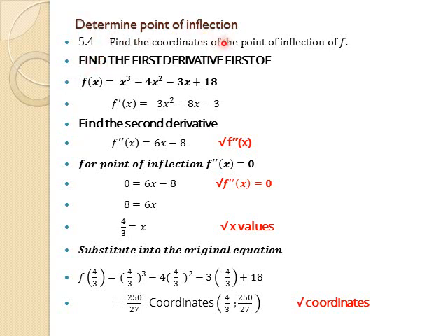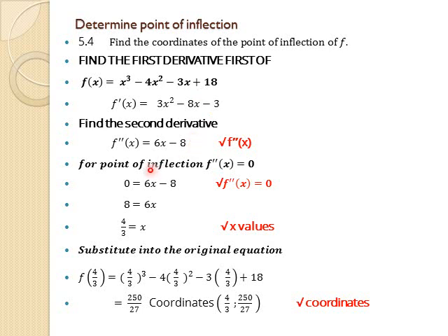Alright. We also still have our point of inflection. So, determine the point of inflection. First, find the first derivative. 3 times 1, 3, 3 minus 1, 2. 2 times negative 4, negative 8, 2 minus 1, 1. 1 times negative 3, negative 3, 1 minus 1, x to the power 0 falls away. Then I have to find the second derivative, so 2 times 3 gives me 6, 2 minus 1 gives me 1, 1 times negative 8 gives me negative 8, x to the power 1 minus 1, x to the power 0, that falls away.